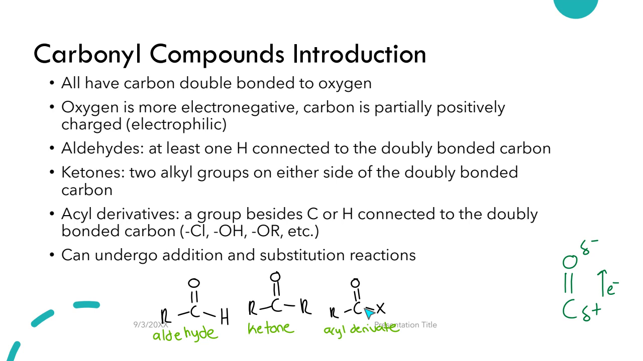So we have a few different classes of carbonyl compounds. We have aldehydes, where they have at least one hydrogen on either side of the carbon. Ketones have carbon groups on either side. And then acyl derivatives have some other group over here, like esters, acyl chlorides, and carboxylic acids.